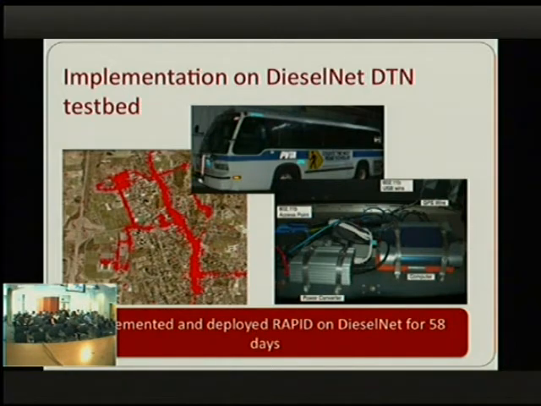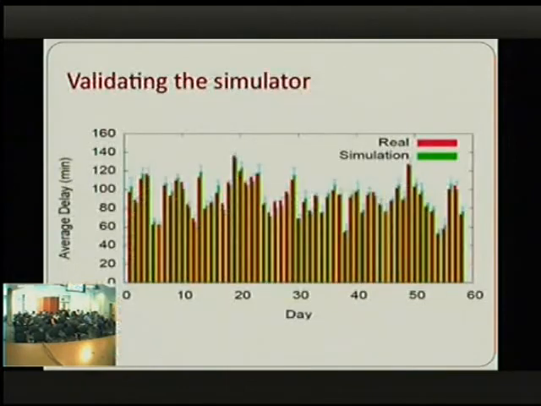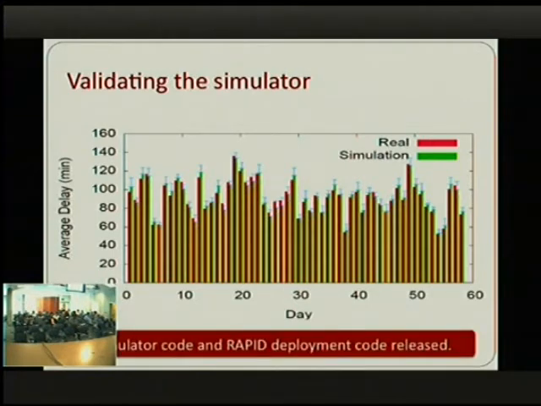Now, as a first step, we validate our simulator. So we make sure that the results we get from the trace-driven simulator are similar to the results we get from the real deployment. Here in this figure, the y-axis is average delay, and the red bars are results from the real deployment, and the green bars are results from the simulator. As you can see, they match up quite well for the 58 days. The simulator code and the RAPID deployment code is released, and other people are using it right now.